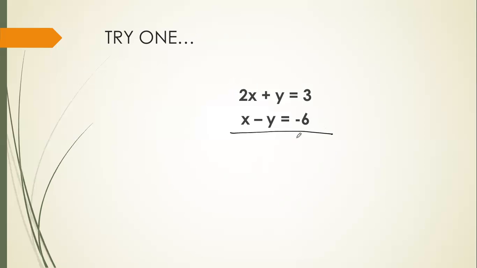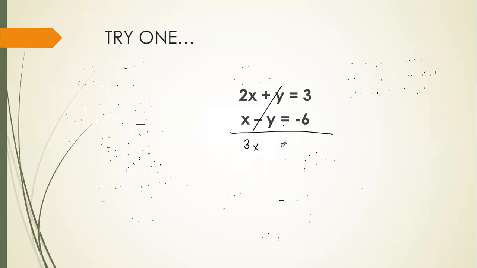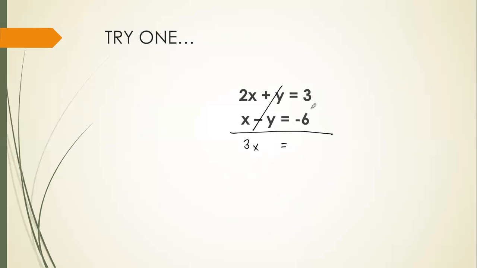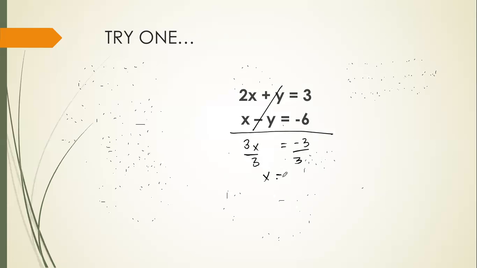So I wrote it out and then I canceled out the y. And then x plus... and then it's 6. Oh wait, I thought it was 3. Why was it 3? Okay, never mind. So 2x plus 1x gives us 3x. 3 plus -6 gives us... So I'm going to divide both sides by 3. Did y'all get x equals -1?